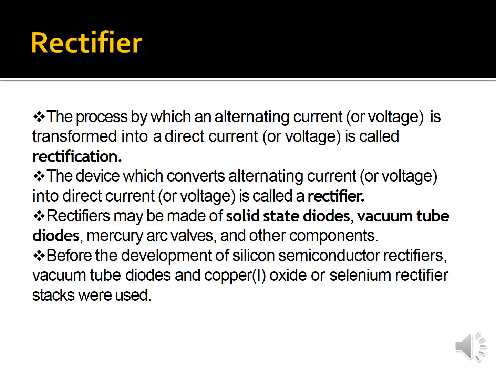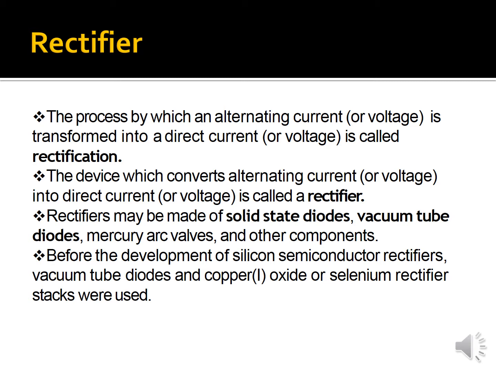Rectification is the process of converting alternating current into direct current. The device which we are using for changing alternating current to direct current, we call it the rectifier. And the rectifiers may use various diodes, that is, solid state diodes, vacuum tube diodes, or a mercury arc rectifier or any other components.